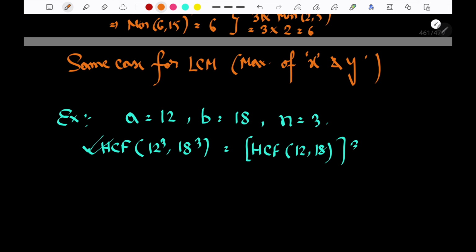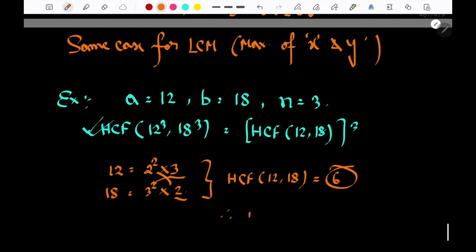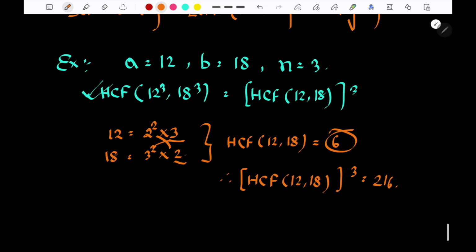So basically, 12 can be written as 4 into 3. 18 can be written as 3 square into 2. So HCF of 12 comma 18 is of course 6. I am just explaining so that you can understand. Minimum of 3 and 3 square, minimum of 2 square and 2. So this will be 3 into 2, that is 6. Now therefore HCF of 12 comma 18, whole cube will be 216. True.